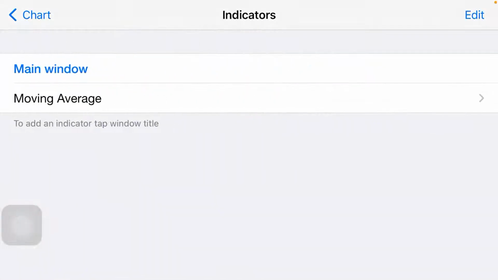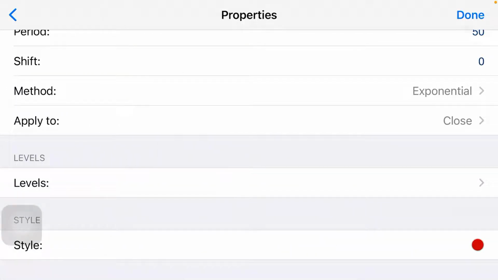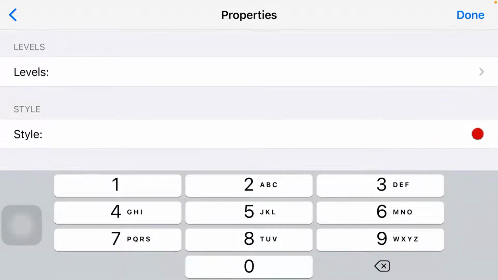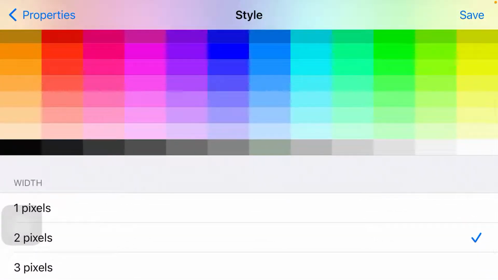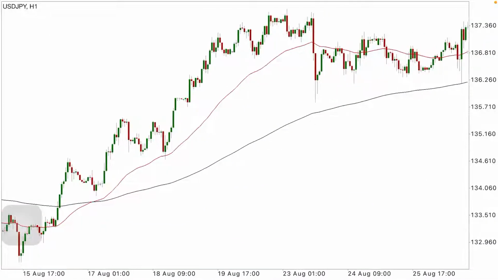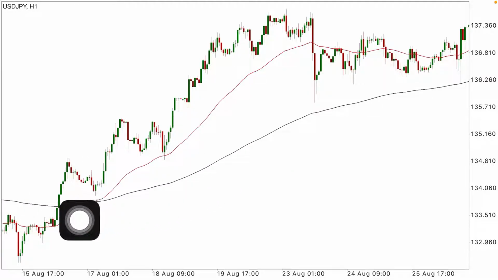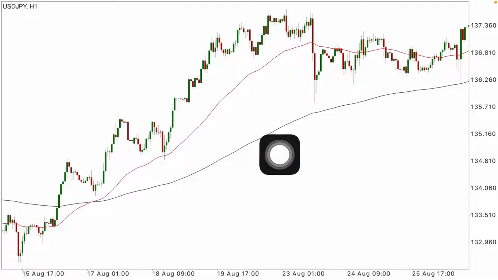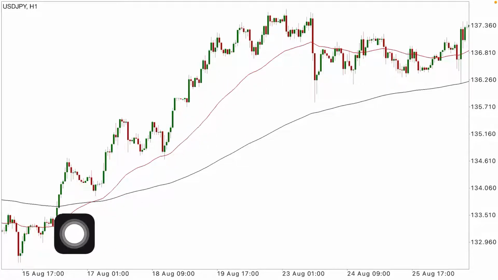Let's go back and install the 200 again, it just went out. So let's install the 200 again, with the style set to black. So you have the 200 EMA indicator, the 200 exponential moving average, and the red one is the 50 exponential moving average indicator.